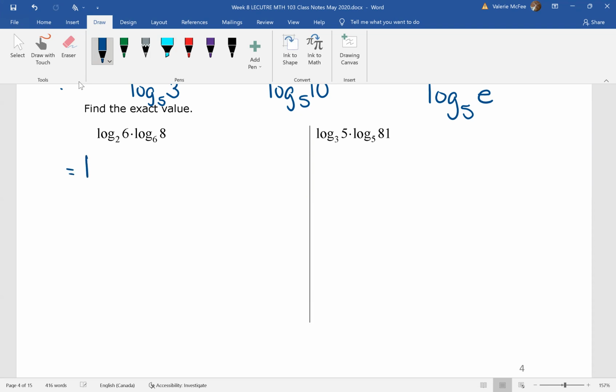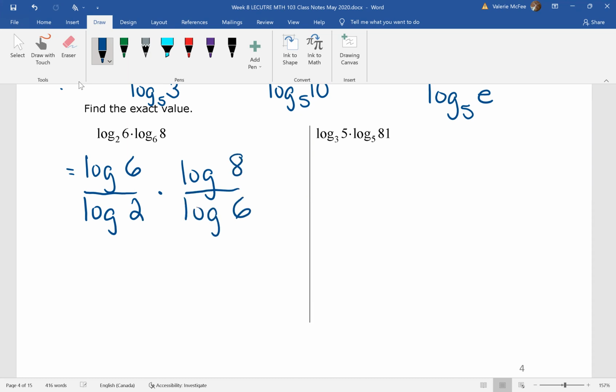So we have the common log of 6 all over the common log of 2 times the common log of 8 all over the common log of 6. Notice that right away, this allows me to simplify this question. I can factor out log base 10 of 6. And I'm left with log base 10 of 8 all over log base 10 of 2.